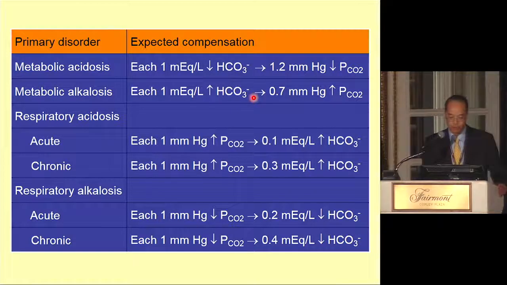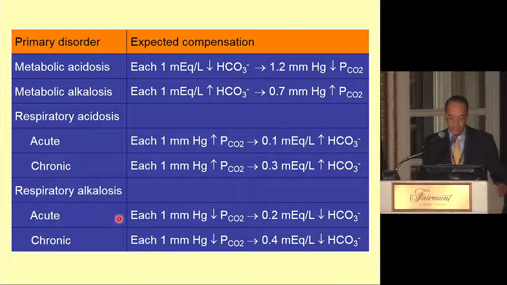A couple of general points. The metabolic compensation for respiratory disorders is slow. Acutely, meaning within the first 48 to 72 hours or so, the degree of renal compensation may be quite small. Chronically, over the course of days to weeks, it's much greater. That's why you have two different numbers for acute and chronic.